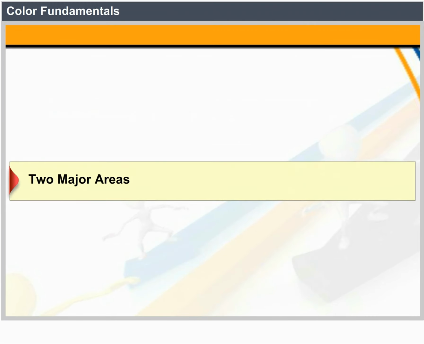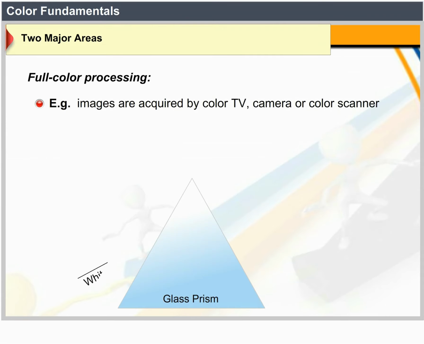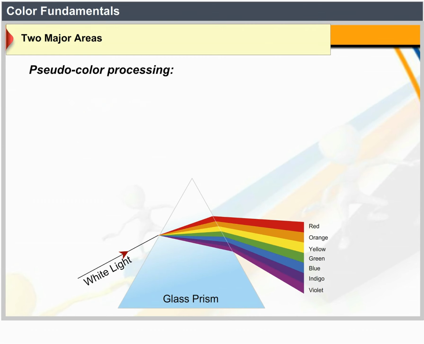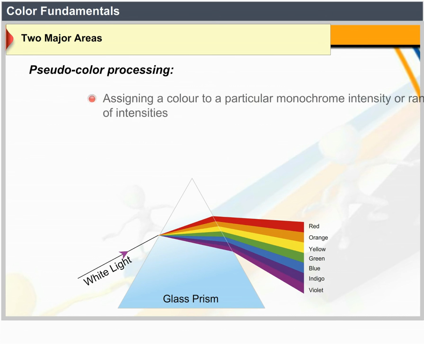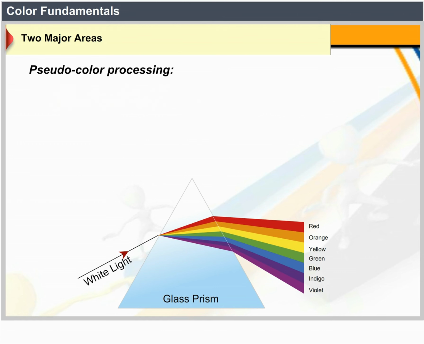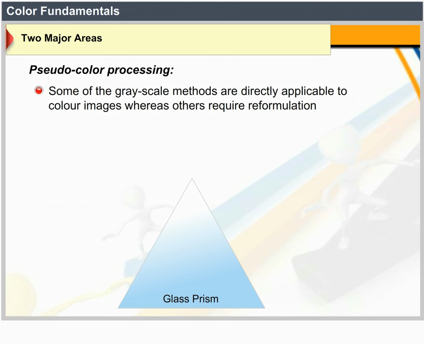Two major areas. Full color processing, for example, images acquired by a color TV camera or color scanner. Pseudo color processing: assigning a color to a particular monochrome intensity or range of intensities. Some of the grayscale methods are directly applicable to color images, others require reformulation.